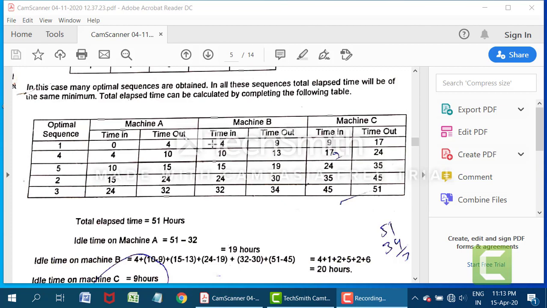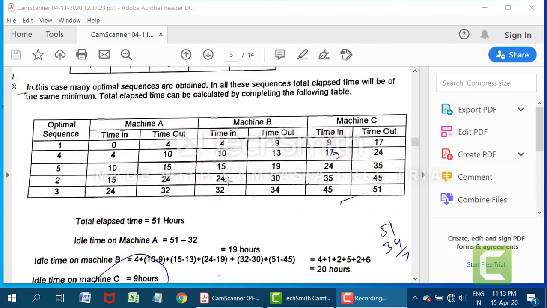Machine B. In the span of 0 to 51, for the first 4 minutes it was idle. Then operation completed at 9, and the next job was taken at 10, so 1 minute idle. Then operation completed at 13, and it started the next operation at 15. So 2 minutes the machine was idle.